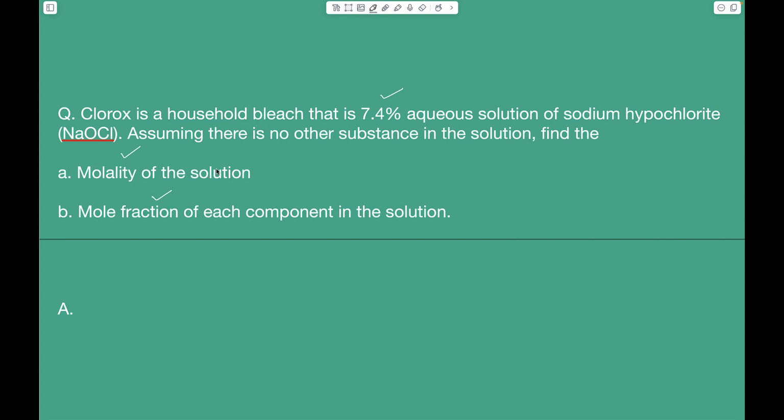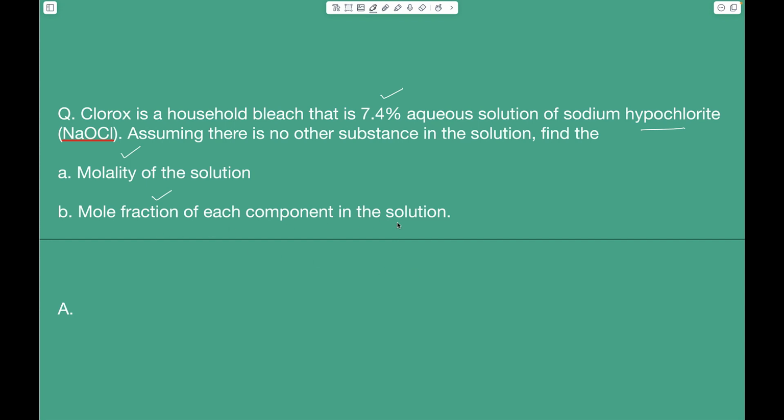And this question says, Clorox is a household bleach that is a 7.4% aqueous solution of sodium hypochlorite, NaOCl. Assuming there is no other substance in the solution, find the molality of the solution and the mole fraction of each component in the solution.